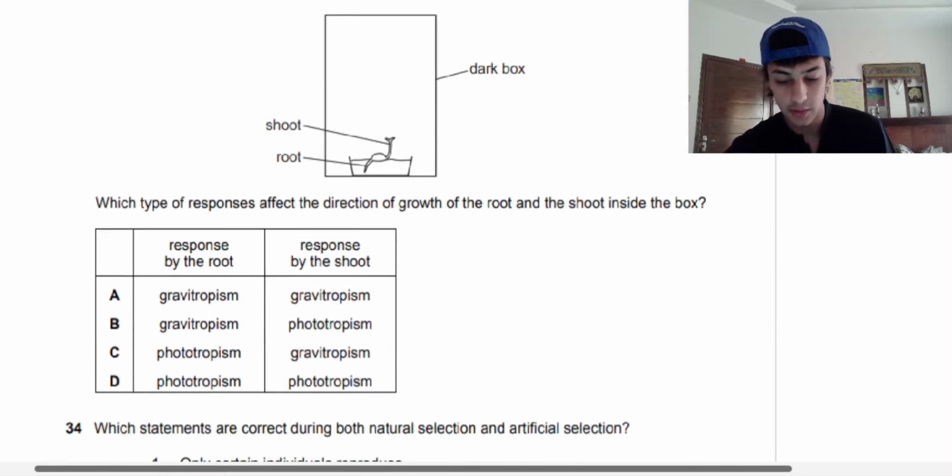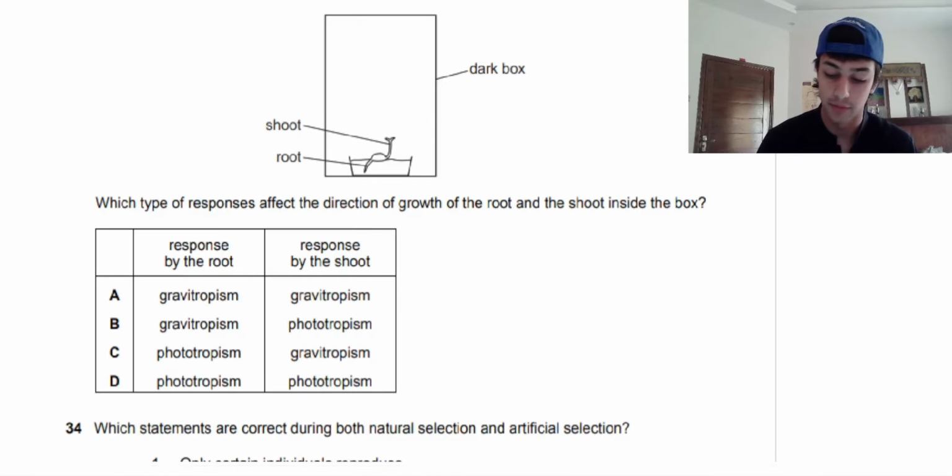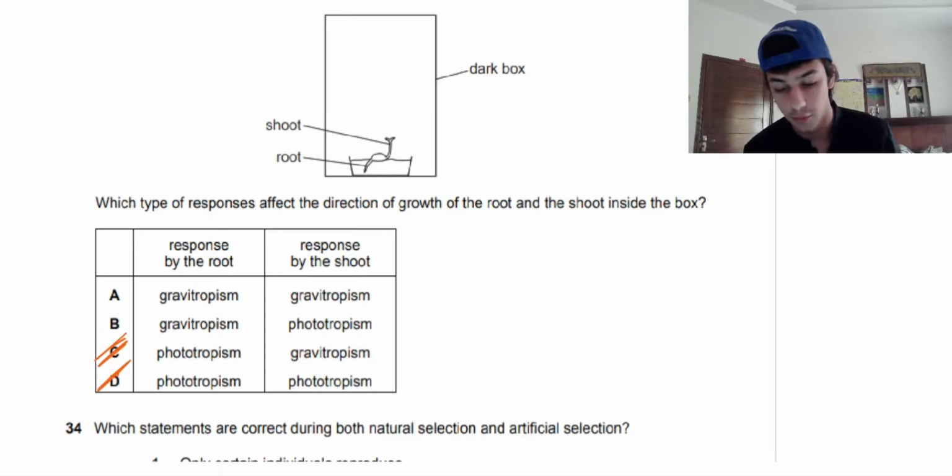The diagram shows a seedling growing inside a dark box. What type of response affects the direction? We have two types of tropic responses, gravitropism and phototropism. Gravitropism usually occurs in the roots, whereas phototropism usually occurs in the shoots. So if we look here, the roots will obviously show gravitropism. This does not work by phototropism.